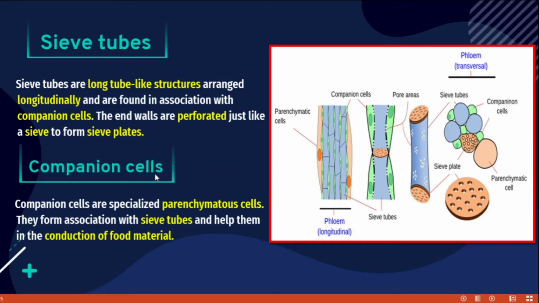Then companion cells. What are companion cells? These cells are parenchymatous cells. They form association with the sieve tubes and help them in the conduction of food material. Usually, phloem conducts food from the leaves to all other parts of the plant.